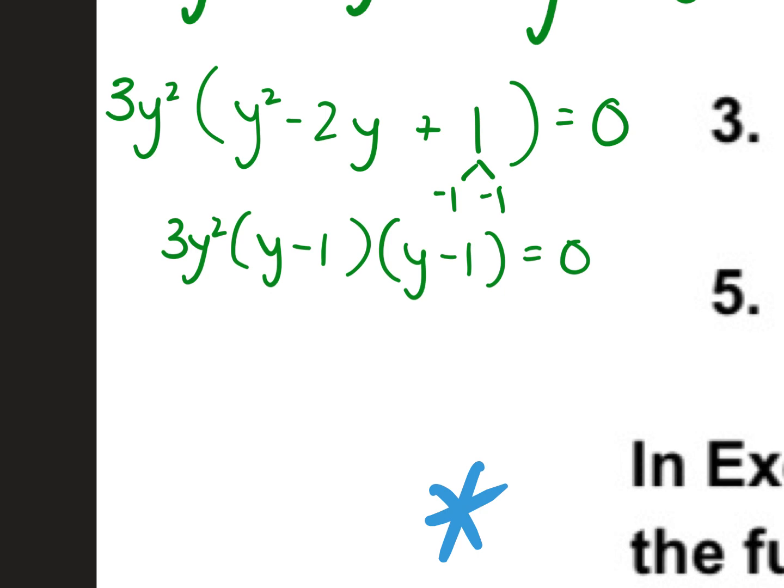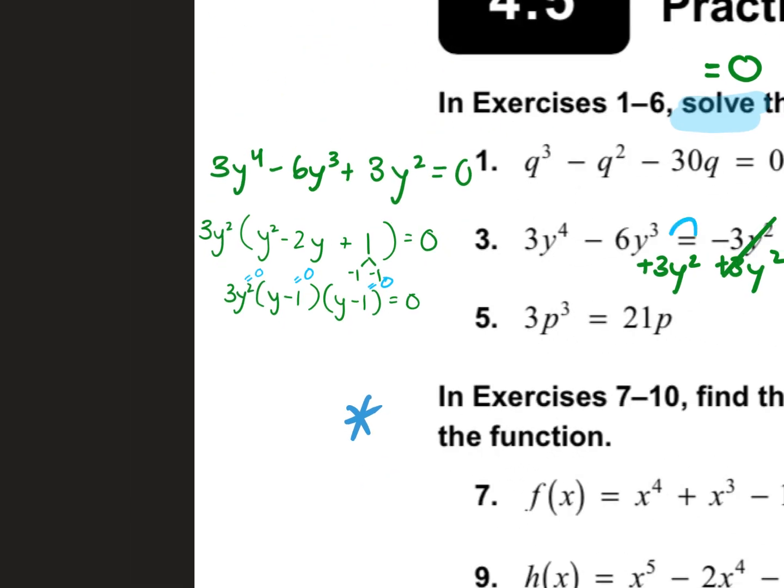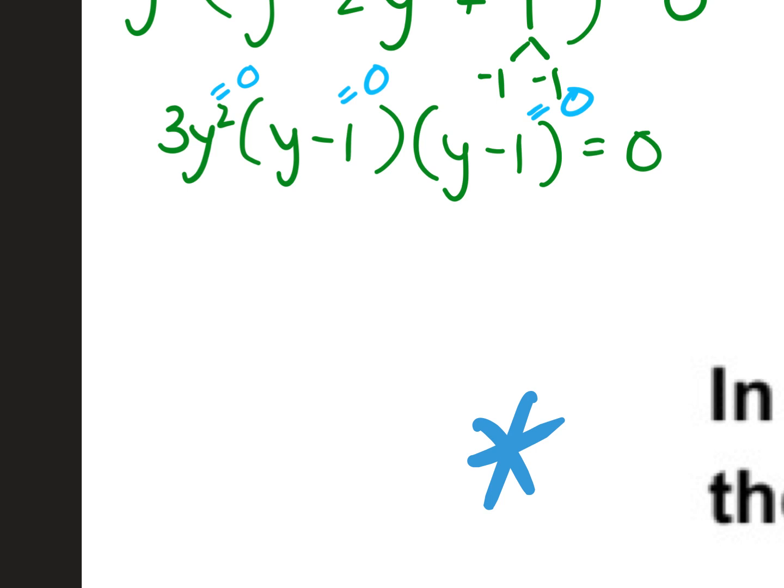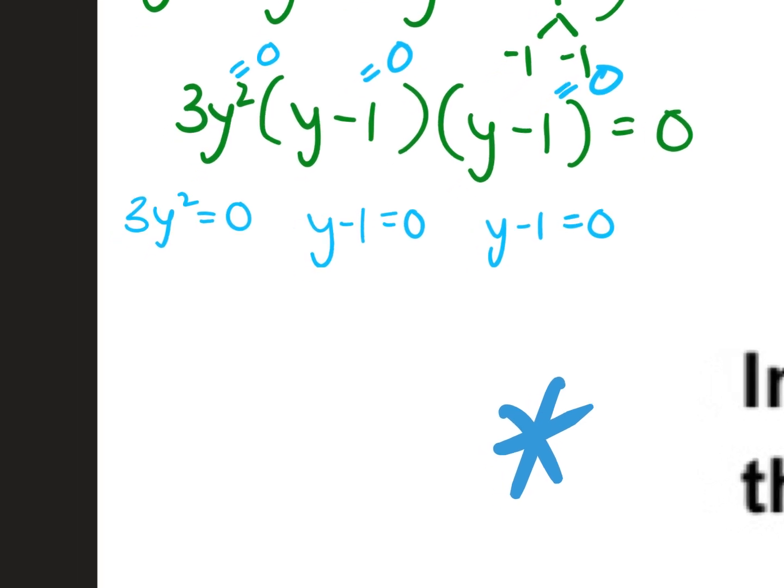Now here we're not just factoring, we need to solve. What would I do next? Set everything equal to 0. When there's equal signs in our question, we need to have y equals or x equals in our answers. So 3y squared equals 0, y minus 1 equals 0, and y minus 1 equals 0. Yeah, we're going to solve each one of these.